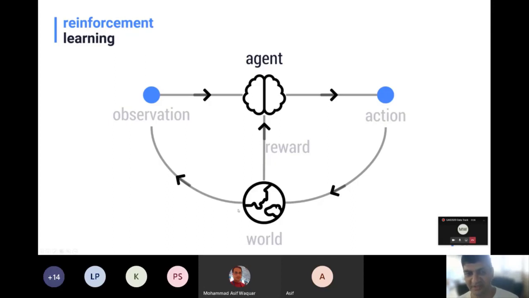So the world might change. That's why the observation might also change, and that may change the behavior of the agent itself. Now, the agent in your world, you can think of as a model, a machine learning model or an algorithm. The idea remains the same, right? The agent is there because it is making a decision for you.